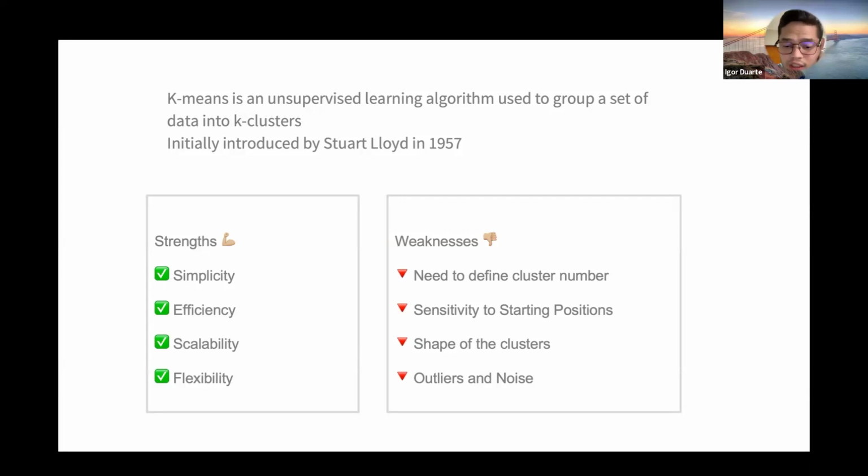And the cluster shape is another weakness, because k-means assumes that clusters are spherical and of similar size, and that's a problem because this can lead to inadequate clusters when clusters have irregular shapes or sizes. Outliers and noise are the other weakness, because it's very sensitive to outliers, and outlier data points can distort the centroids and affect the cluster quality. I will show you more shortly the effect of the outliers in a cluster analysis.